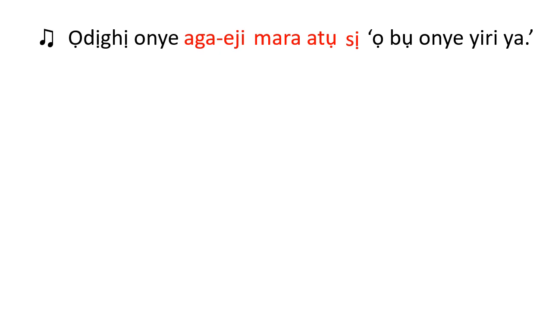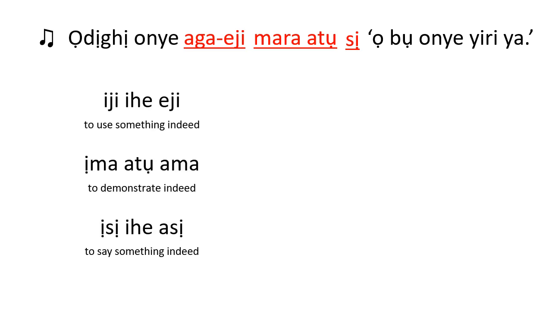Ọdi ghị Onye a ga-eji mara atụ sị ọ bụ Onye Yiri Ya. This next part is a little complex, but I'll try my best to explain it. Don't feel overwhelmed by all the details. This is just to give you an idea of how verbs come one after the other. After Ọdi ghị Onye, the next set of words in red are a series of verbs. 3 verb sets to be exact. Let's see what they are. They come from the verbs in this table.